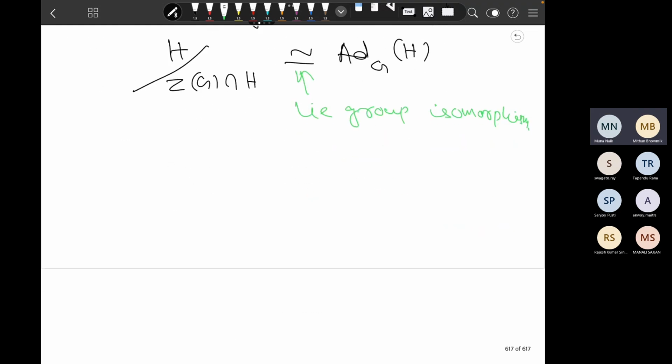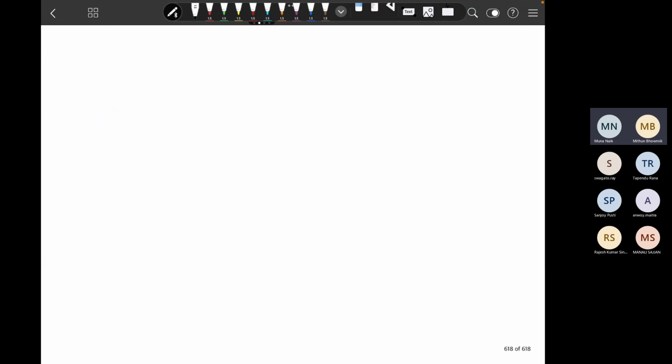Now hence we have this thing. So let us write a case then. Hence we get what? Suppose H is compactly embedded in G.